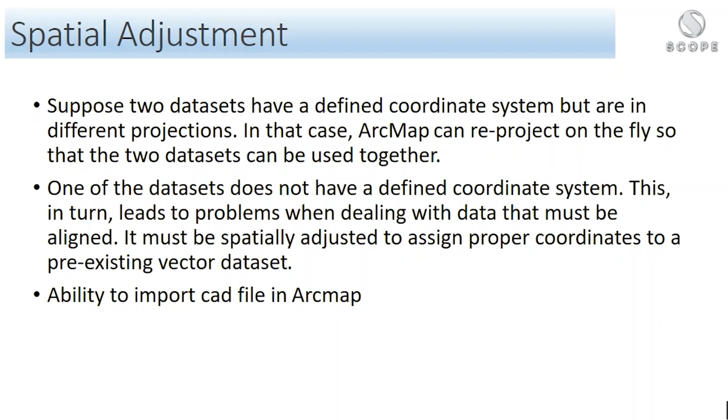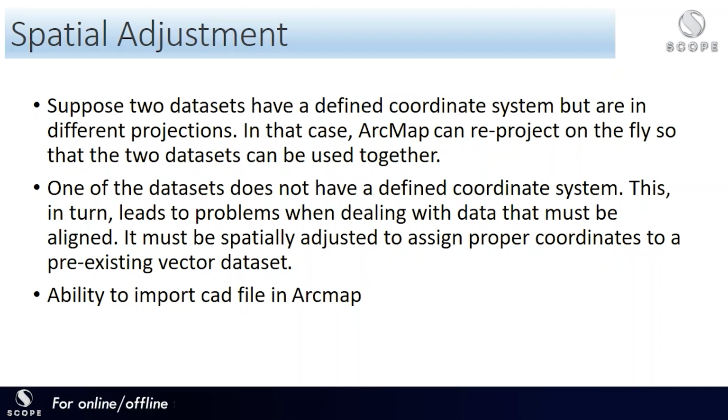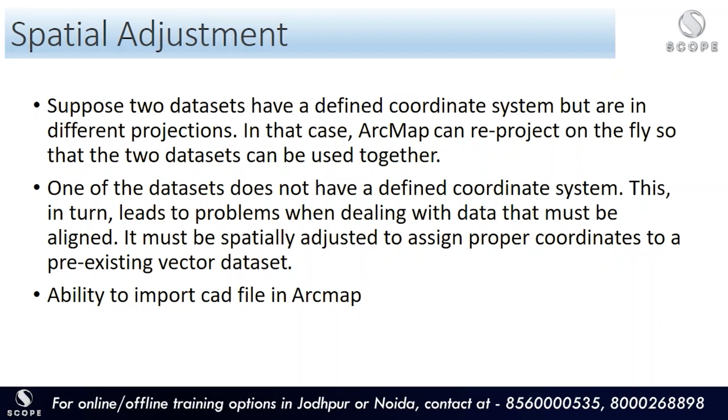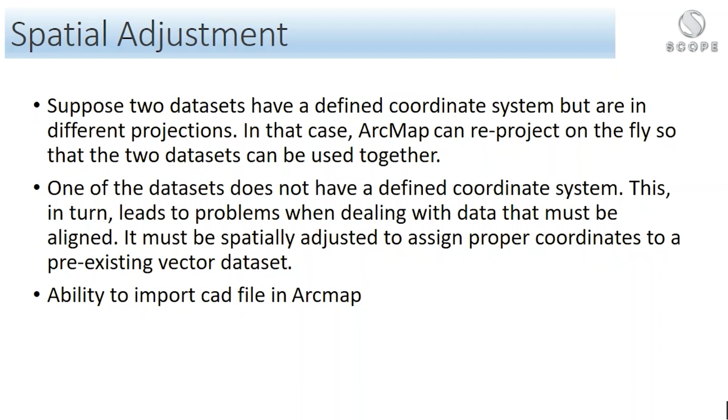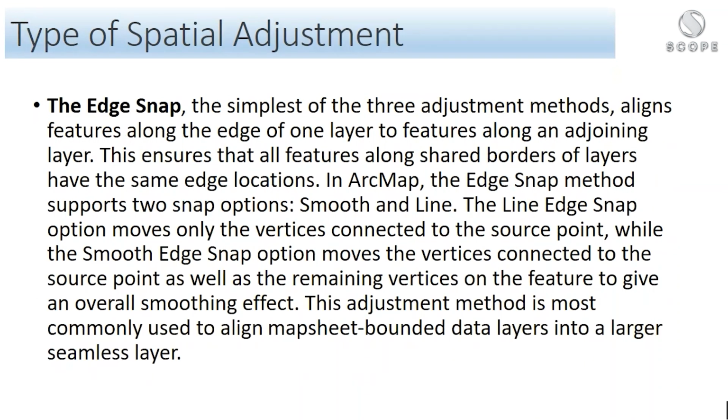The most important part about spatial adjustment is this: if we have two data sets of the same location having different projections, we can simply change the projection of one data set, but sometimes, even after changing the projection, the two data sets still do not match together. At that time we can do spatial adjustment to adjust the data sets together. There are a lot of ways of doing the spatial adjustment.